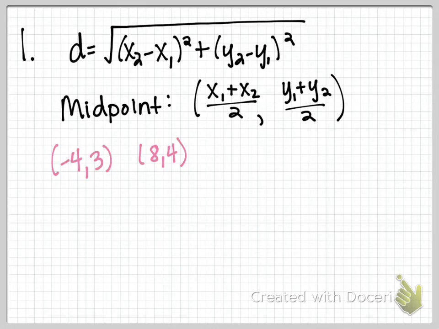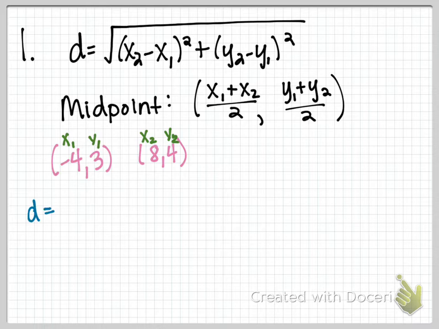Okay, so in problem number 1, we are asked to find the distance and midpoint of two given points. For the distance formula, it does not matter which one you label as your first point and your second point, as long as you keep x1, y1 together and x2, y2 together. So we're going to call the first one x1 and y1, and the second point x2 and y2. Then you plug that into your formula.